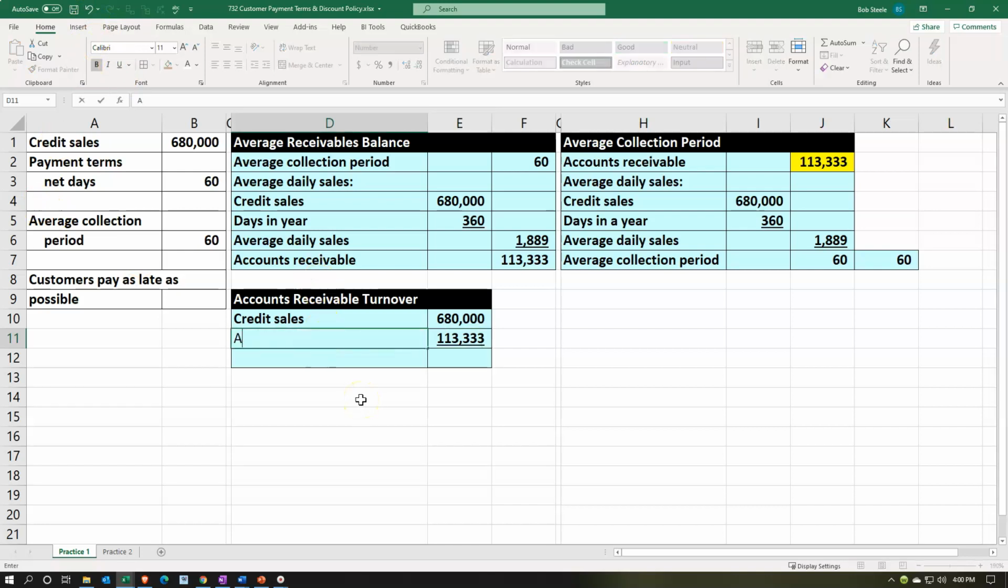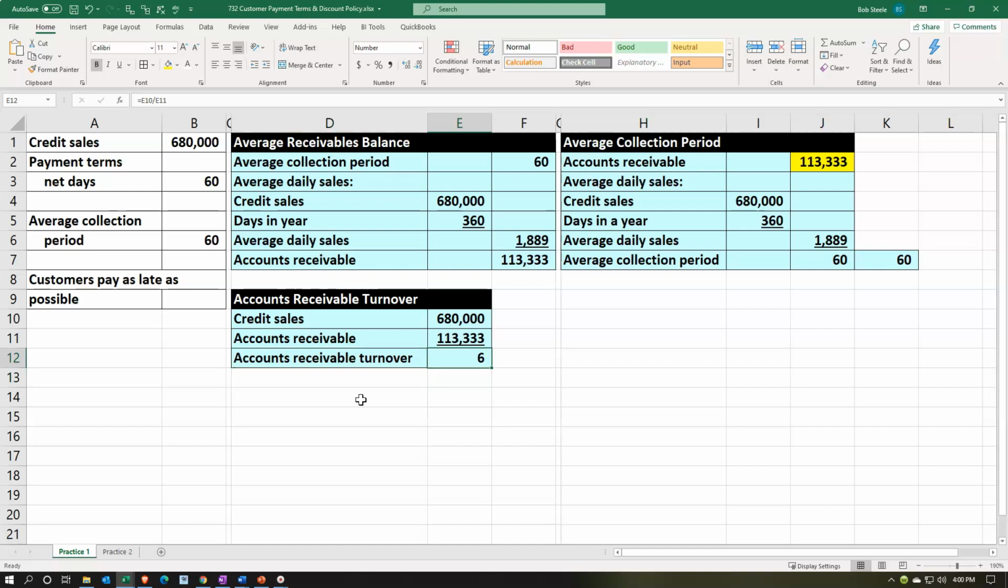And then we're going to have the accounts receivable turnover is going to be equal to then the 680 divided by the 113,333. So that's going to be 6 for our accounts receivable turnover.